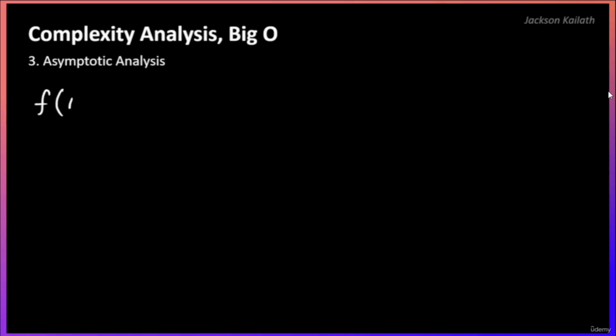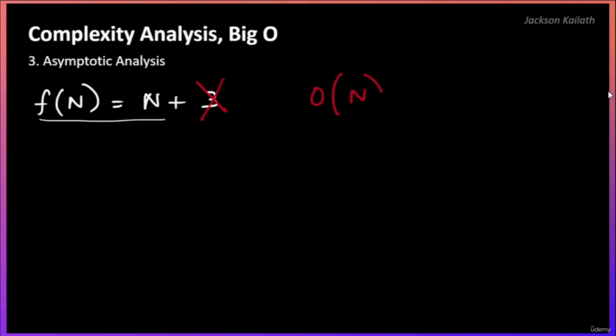Previously, when we identified f of n to be equal to n plus 3, we said that as n became very large, or as n approached infinity, this 3 became insignificant, and therefore we just have n here, and hence the time complexity of this algorithm is of the order of n, or O of n.